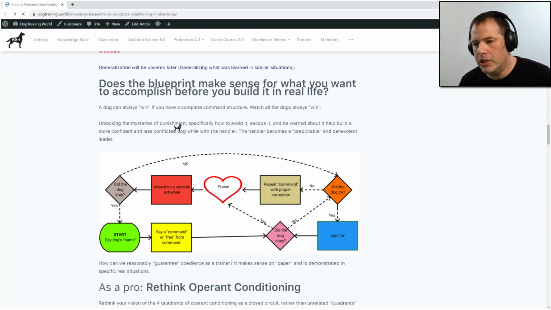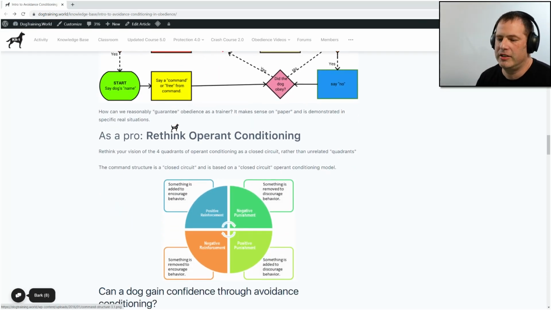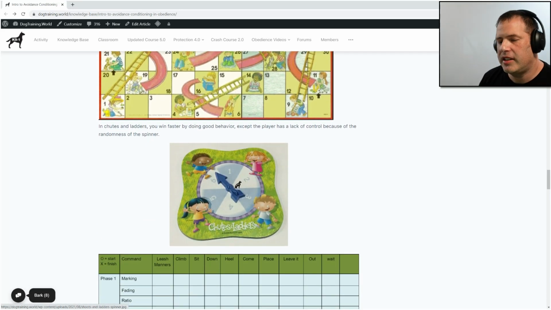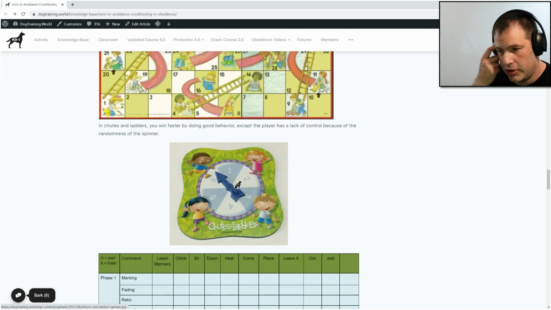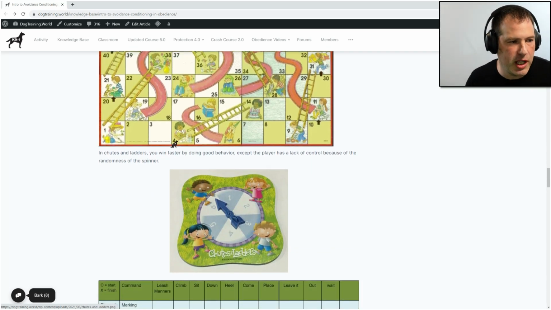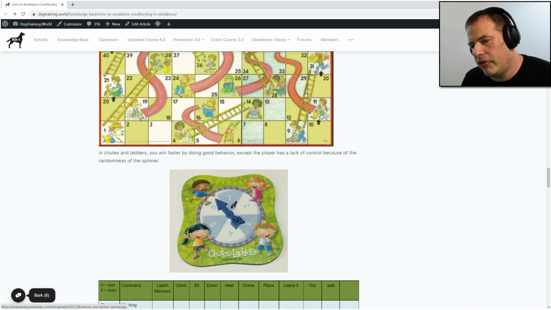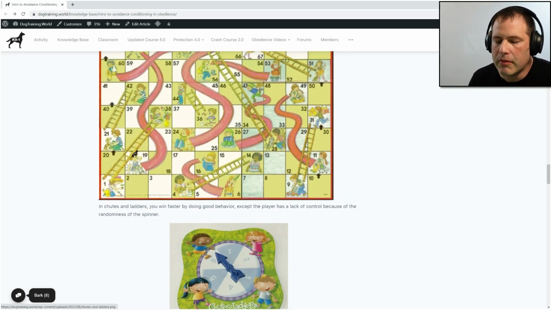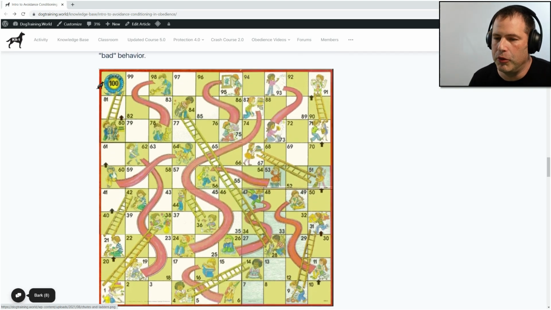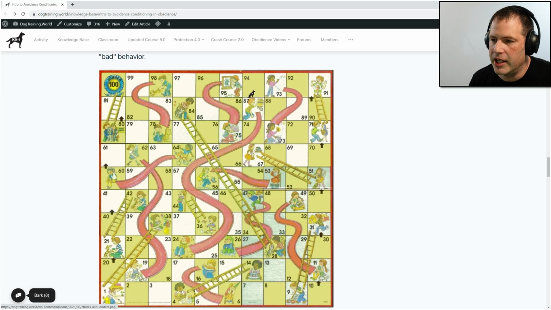However, what if we're changing the rules a bit? We let them be in control of the spinner. Imagine if you played Chutes and Ladders and you didn't have to randomly guess what you were supposed to be doing and not really know when you were going to do a good behavior or a bad behavior. If you had control of that spinner, you would be very confident that you know how to win. You don't have to worry about going down a chute.